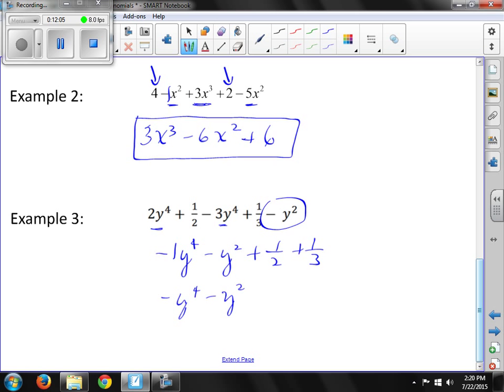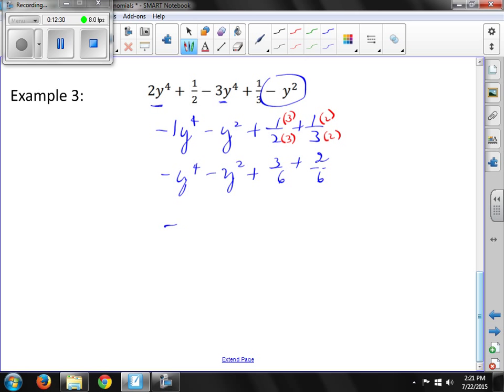I have to change the 1/2 and the 1/3 to a common denominator, as 6 is the smallest common denominator. Let's see, 2 times 3 is 6, and 1 times 3 makes 3, and then 3 times 2 makes 6, and 1 times 2 makes 2. So I'm getting ready for my final answer. Negative y to the 4th minus y squared plus 3/6 plus 2/6 is 5/6.